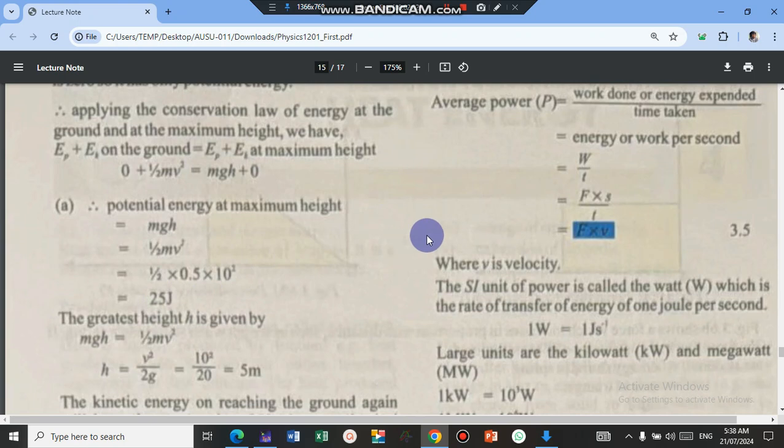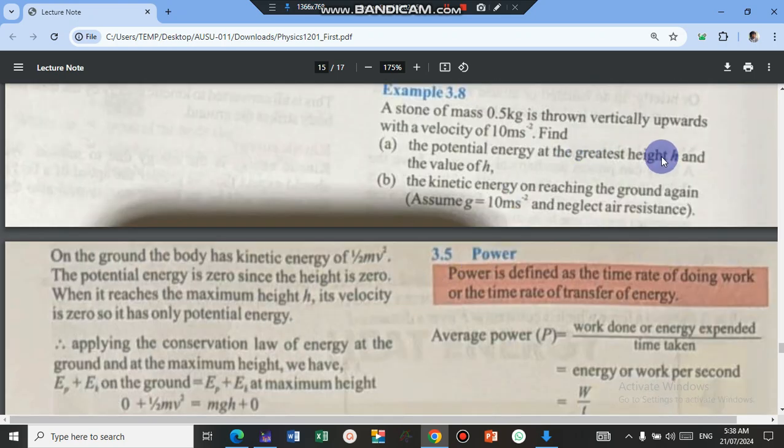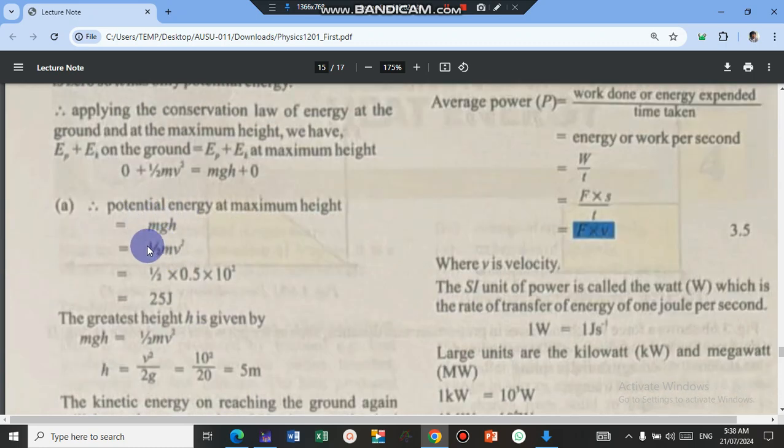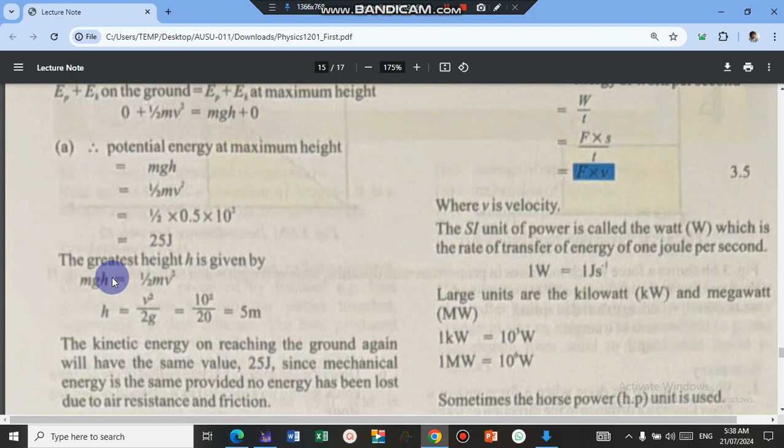Now, to get the greatest height, to get that h, because they say we should get the value of h, remember that mgh should be equal to half mv squared. You equate the two of them because they are equal. So the mass cancels. You divide both sides by g, so your height will be v squared over 2g. Your v is 10, you square it. Your g is also 10, so 2 times 10 will be 20. 10 squared is 100, divided by 20 will be 5, so the height is 5 meters.